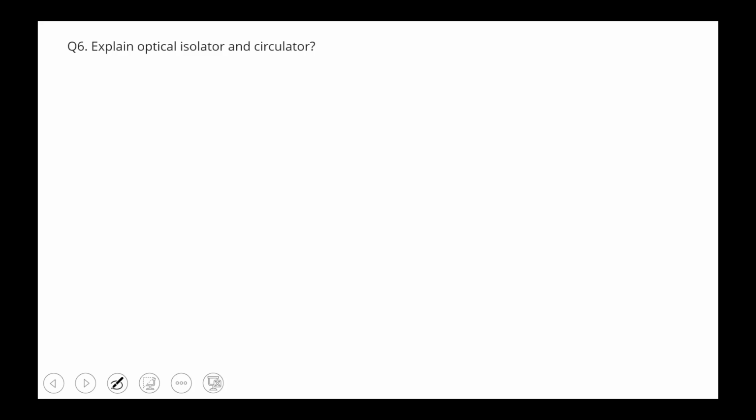Isolator basically allows the transmission of light in only one direction. It prevents unwanted feedback. That is the optical isolator. Yes, sir. And what is a circulator?